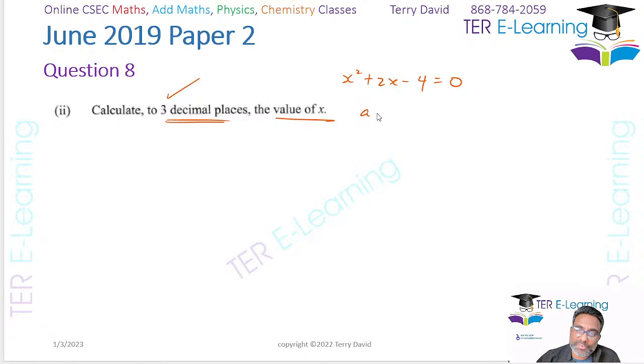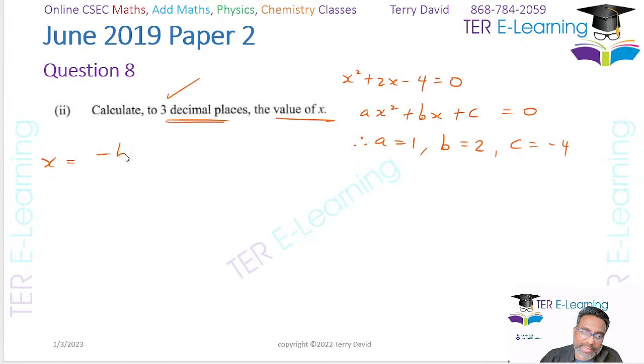Now, your general formula for a quadratic is ax squared plus bx plus c is equal to 0, right? That means that a is 1, b is 2, and c is minus 4. There's a formula, and this formula is given to you in the exam. x is equal to minus b plus or minus square root. Hopefully you all remember this formula. This is something you would have done maybe in Form 4. So all I'm going to do now is substitute.